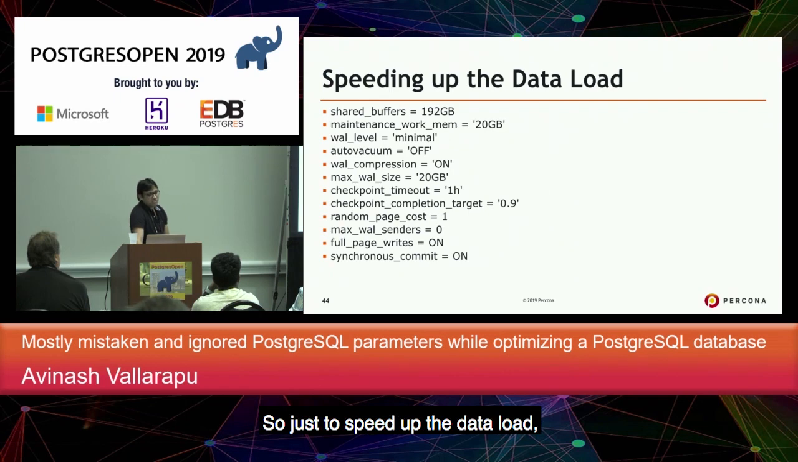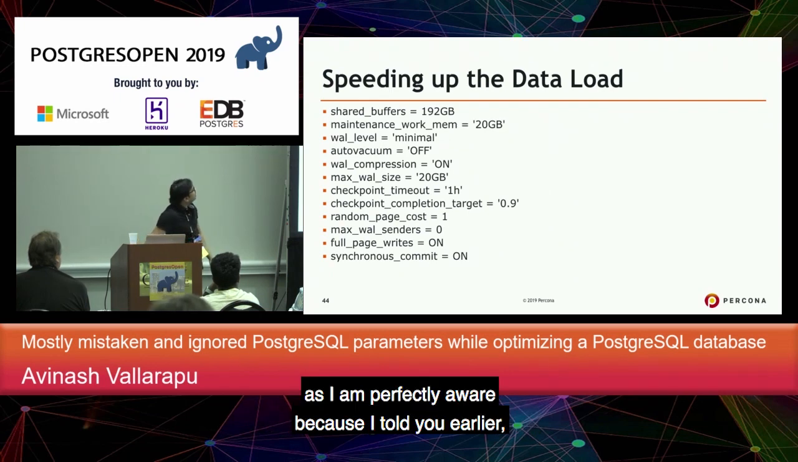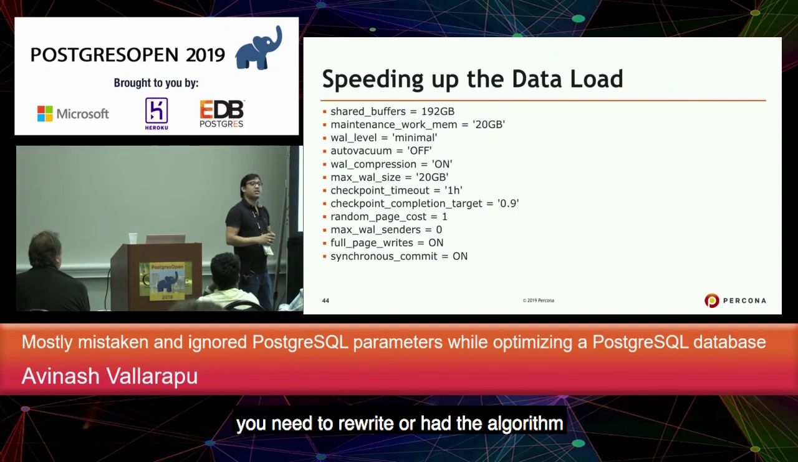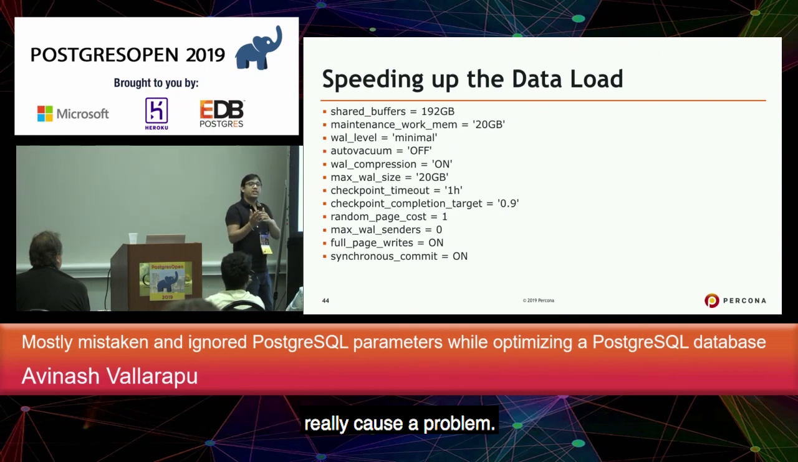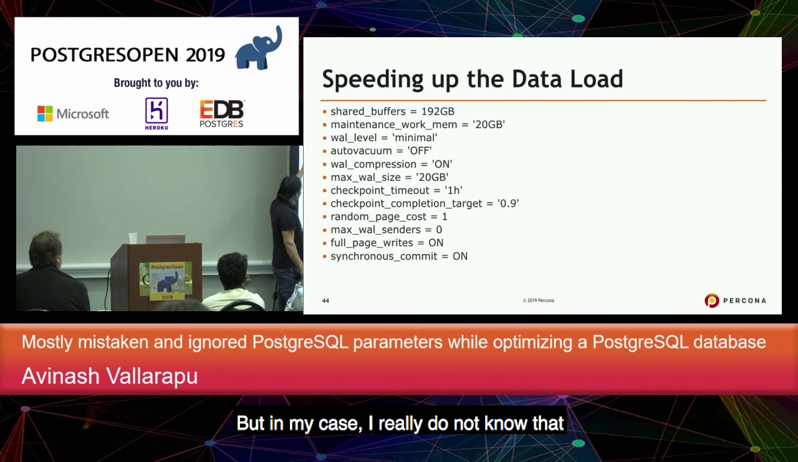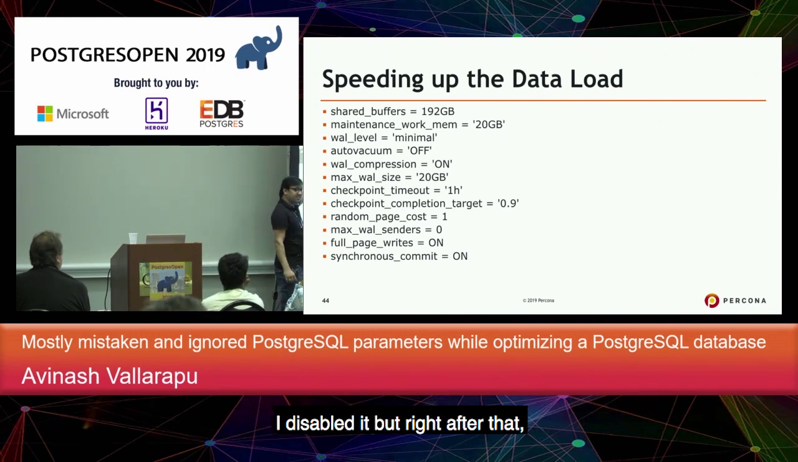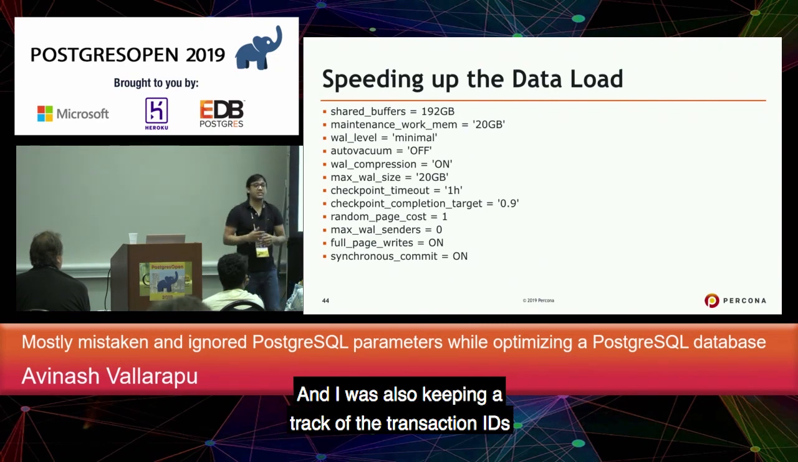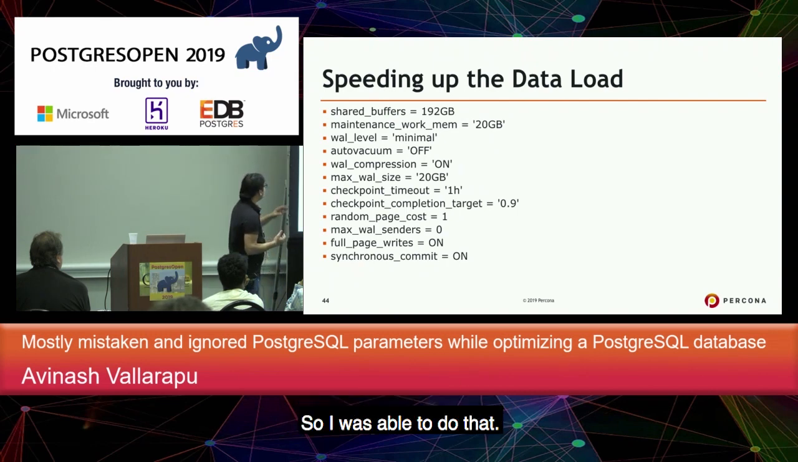So just to speed up the data load, as I am perfectly aware, because I told you earlier, when you're turning off autovacuum, you need to know if it can really cause a problem. But in my case, I knew that it was not causing any problem. I disabled it. But right after that, I did perform a vacuumdb in parallel threads. And I was also keeping track of the transaction IDs being generated.